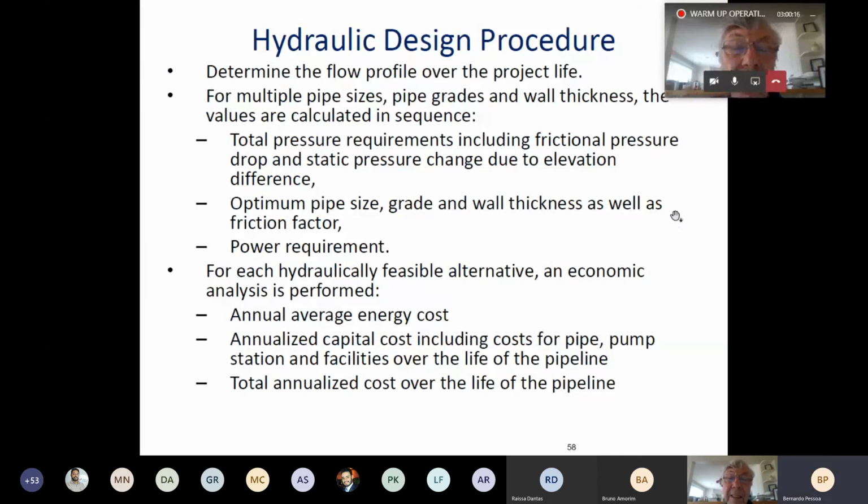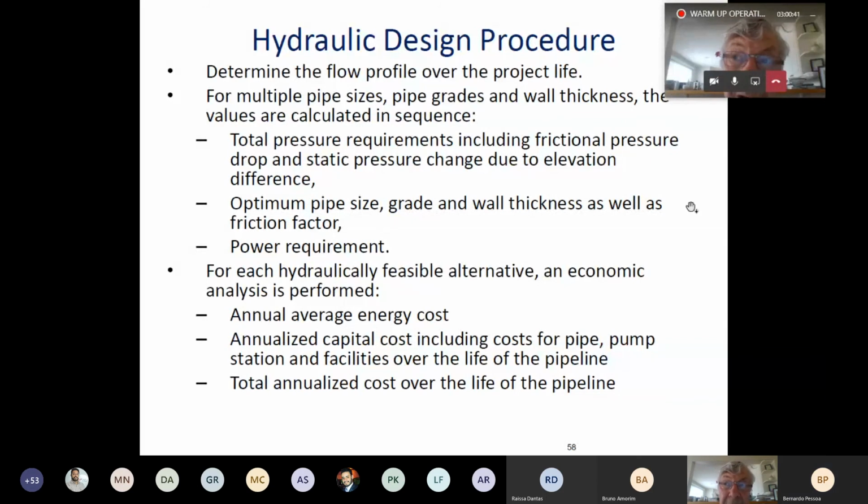So when we're doing a hydraulic design, what we really need for a liquids pipeline is to figure out what are the total pressure requirements. You need to be able to overcome the frictional losses. You have elevation changes, which are very important. They're unimportant for a gas pipeline because the density is so low. But for a liquids pipeline, you've got to be very wary about the static pressure change due to elevation.